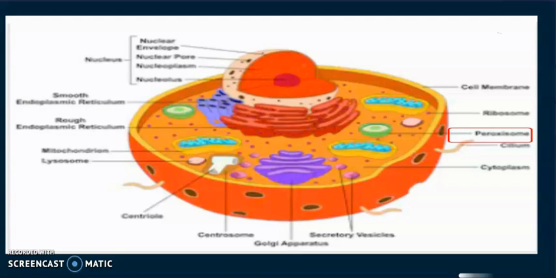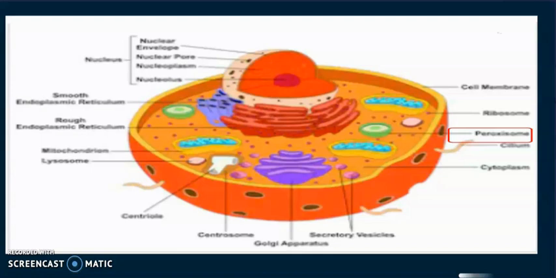Next are the peroxisomes. Peroxisomes are also membrane-bound vesicles. They have catalase, which is an enzyme that catalyzes or degrades the hydrogen peroxide and free radicals. These are very harmful substances for the cell. Glyoxysomes are specialized peroxisomes found in certain plant cells. They contain certain enzymes that are helpful in the glyoxylate cycle.